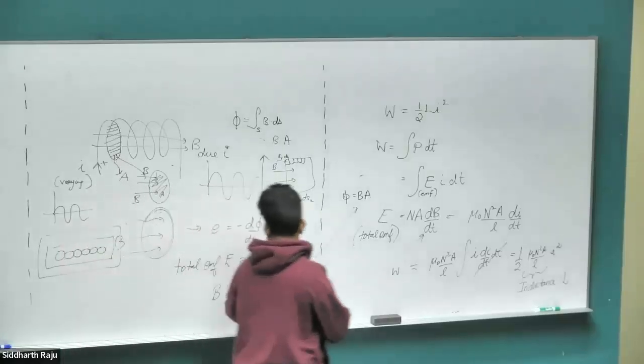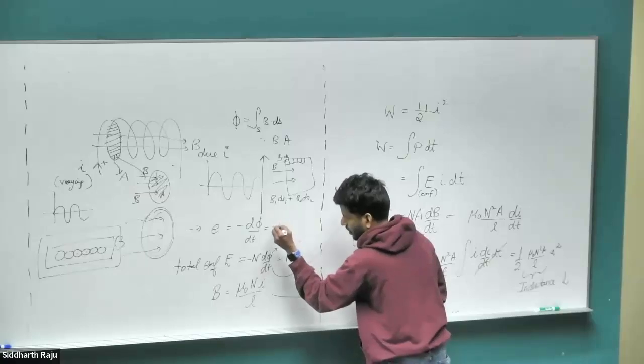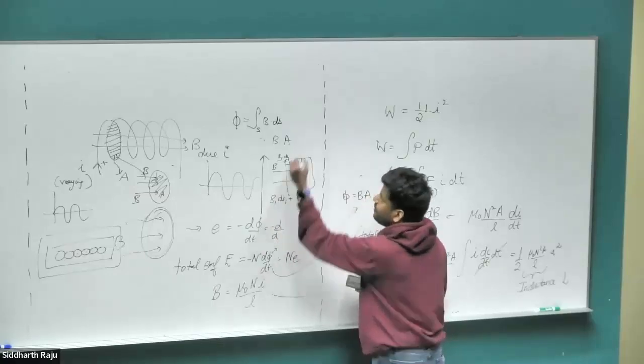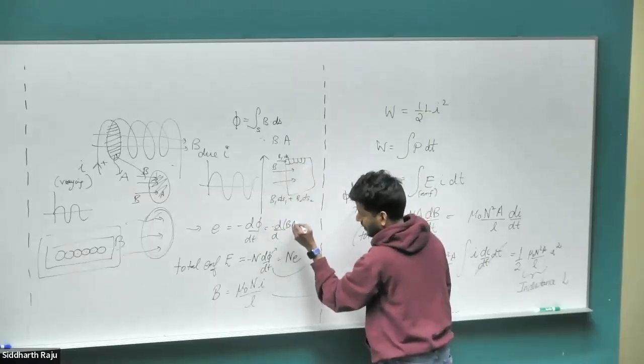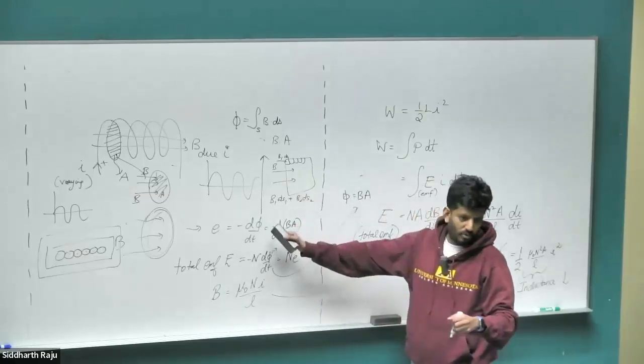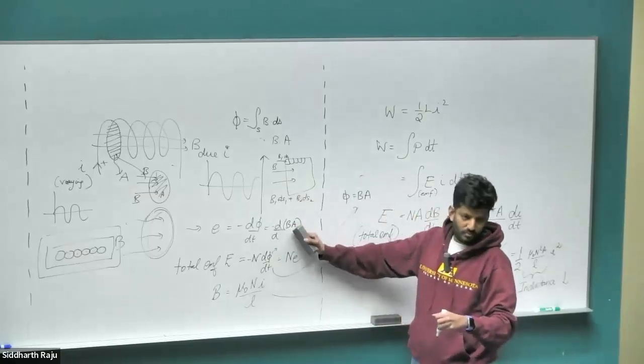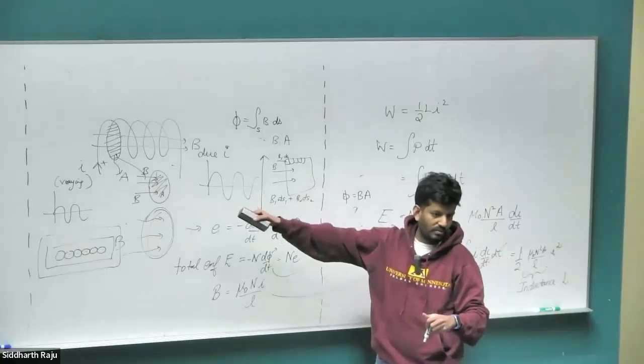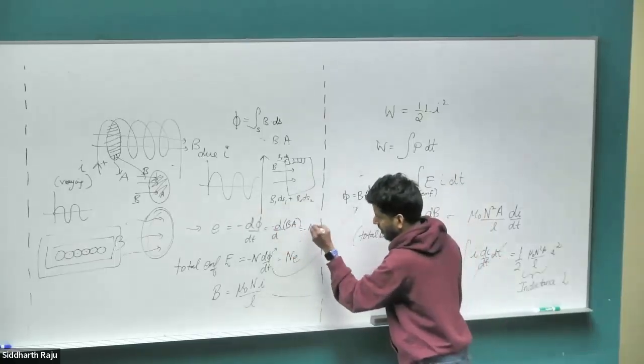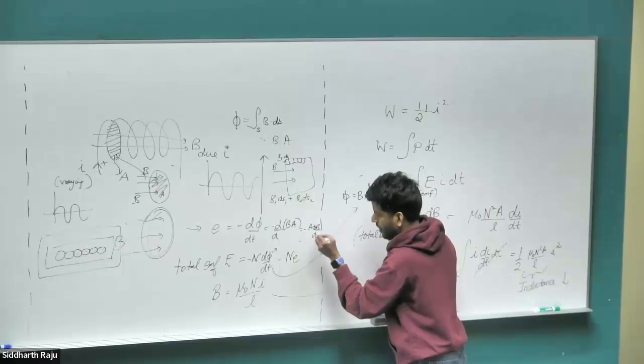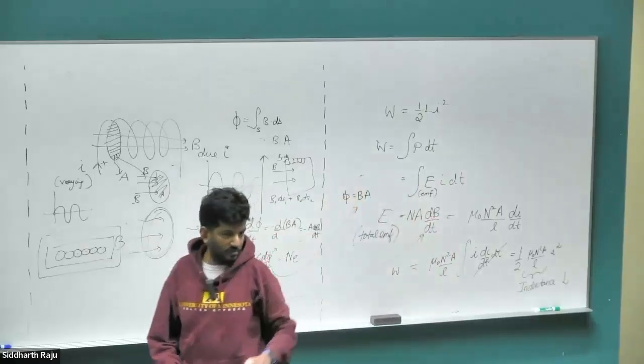Right? So let me add one more step here before I jump. So this would have been d by dt. So I can replace flux with B times area. Right? This area I can pull out because it's not varying with time. But the B is varying with time because I'm changing the current. So it would end up becoming negative A dB by dt. Right? Anybody else, any other questions?